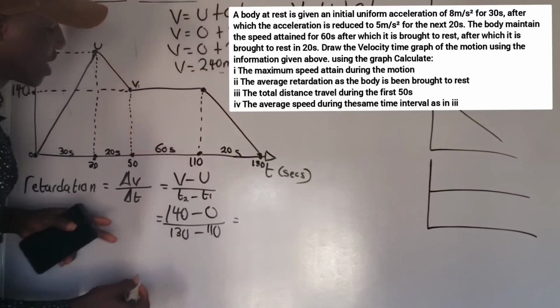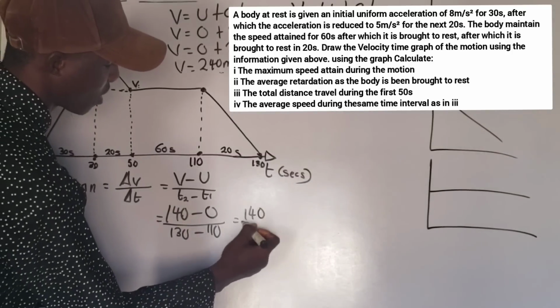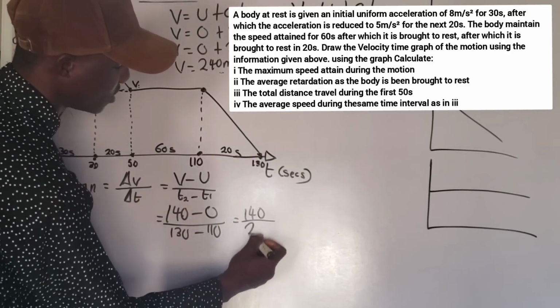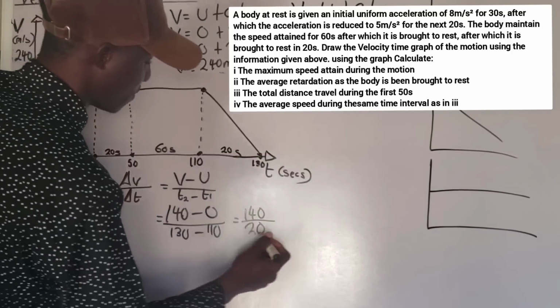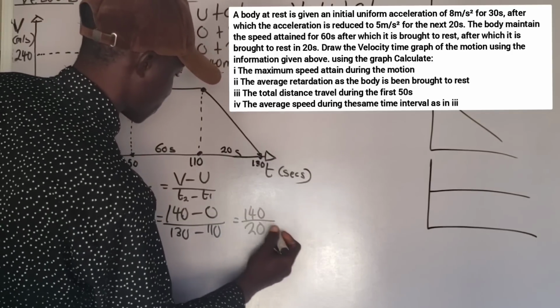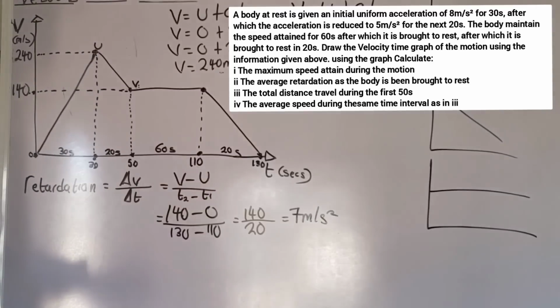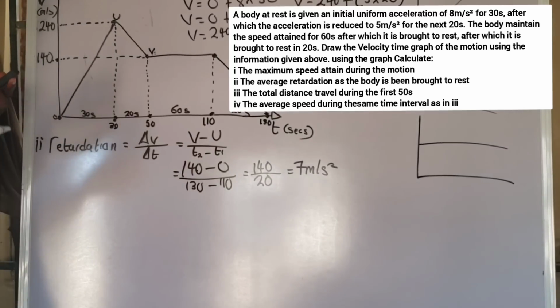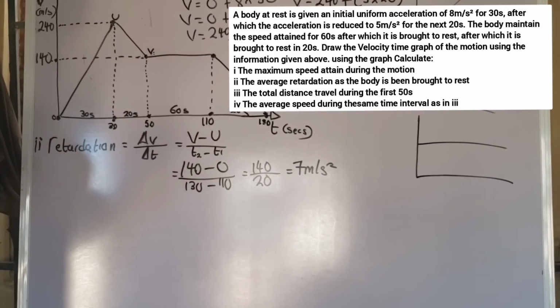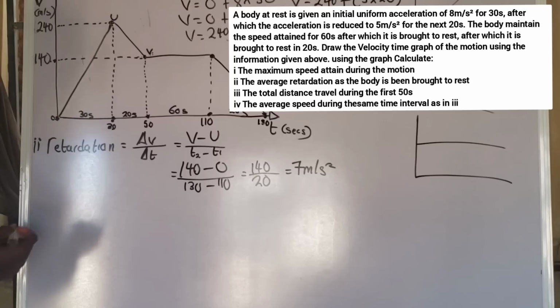So for this, I'm going to have 140 minus 0. That is 140 over 20. So for this, I'm going to have 7 meters per second squared. Do you understand? If you don't understand, reverse the video and listen to the explanation again. Okay, so that is the answer to the second question. Now let us proceed to the third question. We are asked to calculate the total distance traveled during the first 50 seconds. Okay, please, I want you to pay attention.